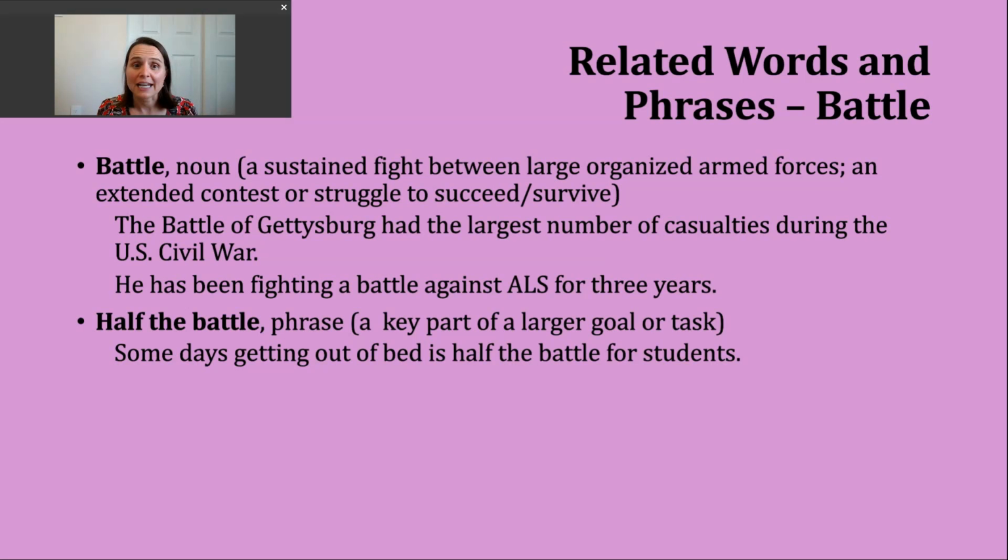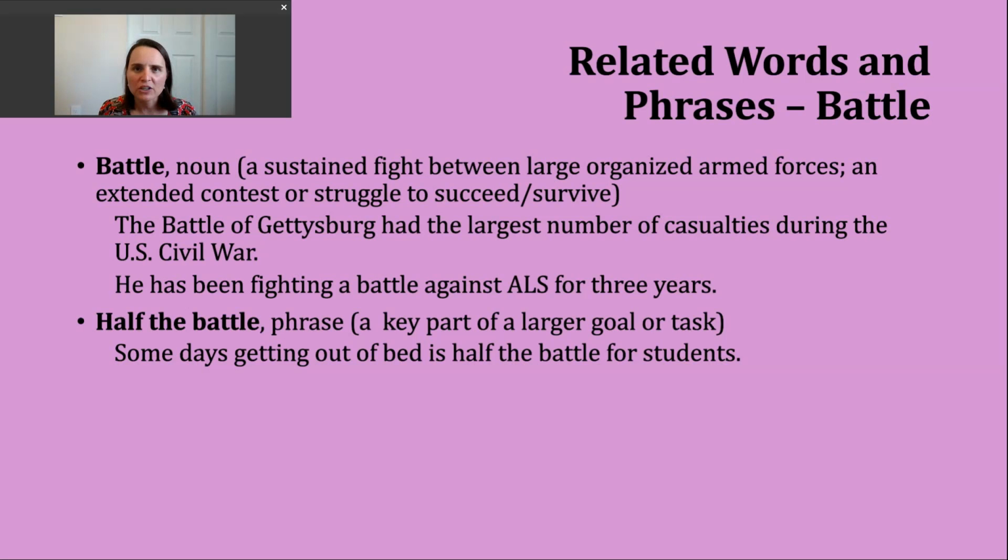The Battle of Gettysburg had the largest number of casualties during the U.S. Civil War. Sometimes, if you study history, you'll see this particular noun used to note particular conflicts that might have lasted days, a day, or hours even, weeks or months. The second way you might hear the noun battle used is to mean an extended contest or struggle to succeed or survive.